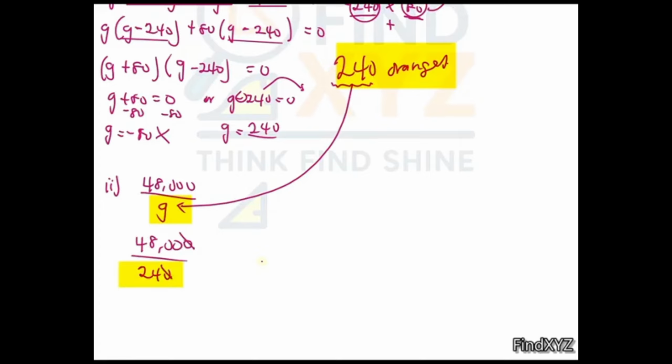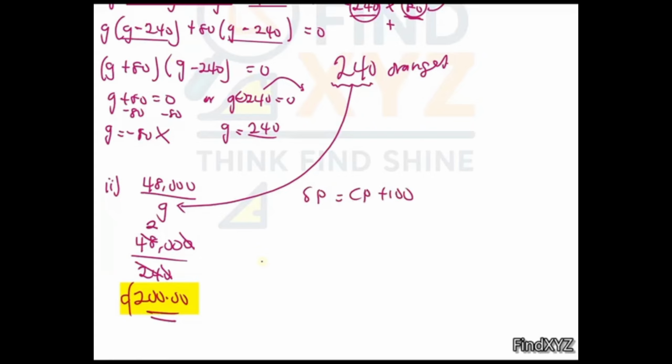0 cancel 0. How many 24 in 48? Definitely 2. So the cost price will now be 200 cedis. So one orange will cost 200 cedis. Now realize that we started by saying that selling price was the cost price plus 100. Now if we know the cost price now is 200 cedis, watch this. So 200 cedis plus 100 cedis, that will give us 300 cedis. So it means that the selling price was 300 cedis.